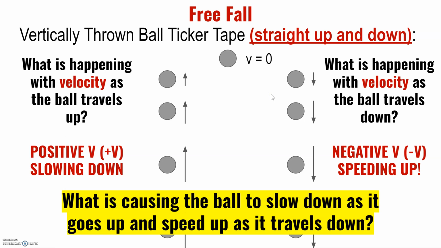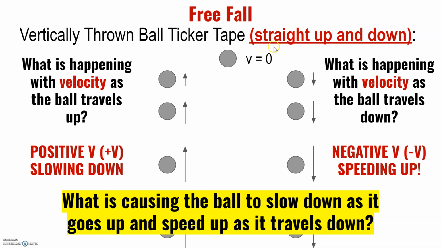So the question is, what is causing the ball to slow down as it goes up and speed up as it travels down? Well, if you think about it, the one thing that these two things have in common is the acceleration has to be a negative acceleration, okay? If you have something that has a positive velocity and it's slowing down, that means the acceleration is the opposite sign. It's going to be a negative acceleration.